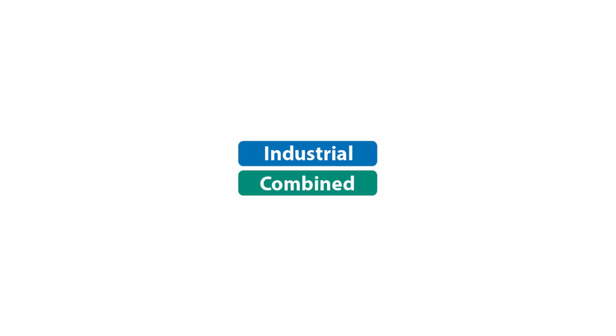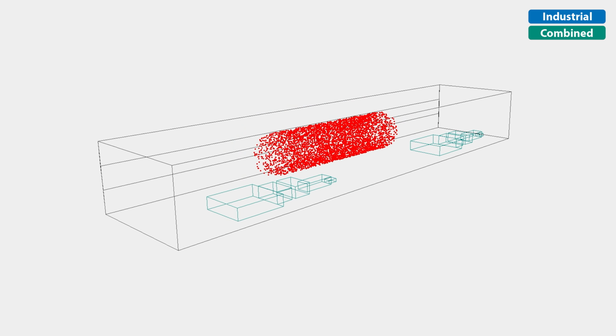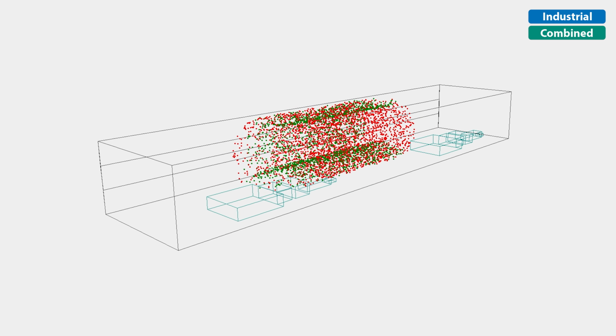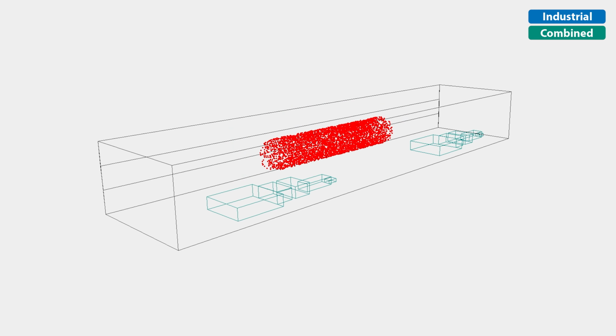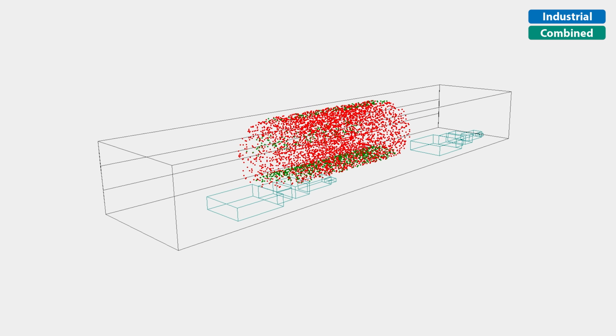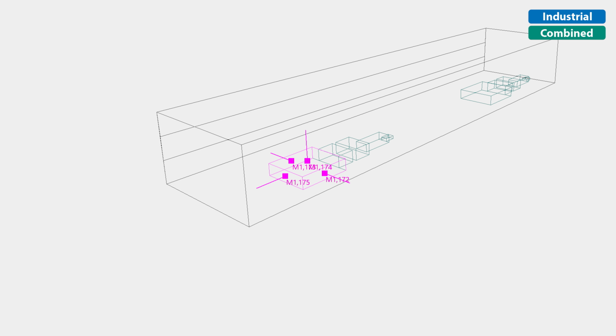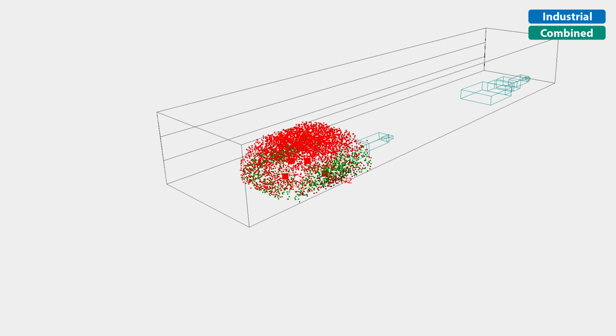ODEON Industrial, and by extension ODEON Combined, come with some features not available in ODEON Basics or Auditorium. The most important ones are line sources and surface sources. With line sources, we don't mean line arrays, but rather objects that emit sound throughout a long line, such as a conveyor belt, a train moving on train tracks, or a street with constant traffic. Surface sources are used to model large sources with vibrating surfaces, such as industrial machinery.